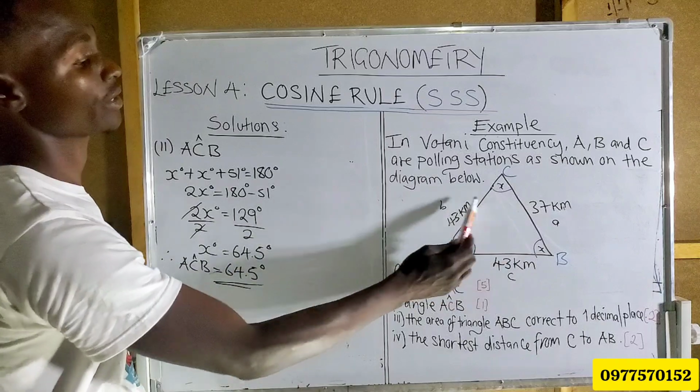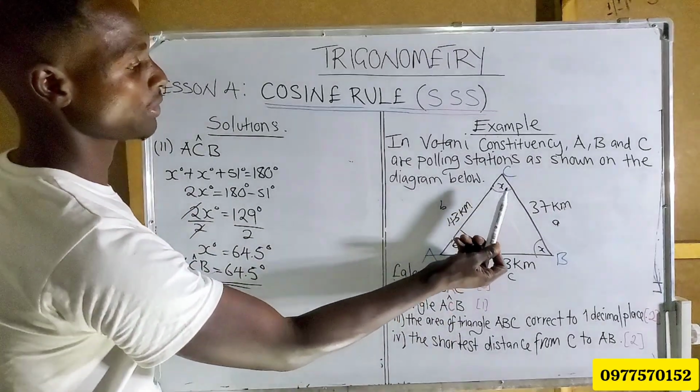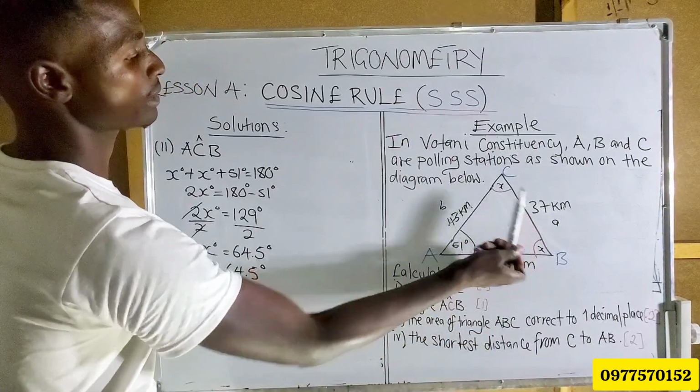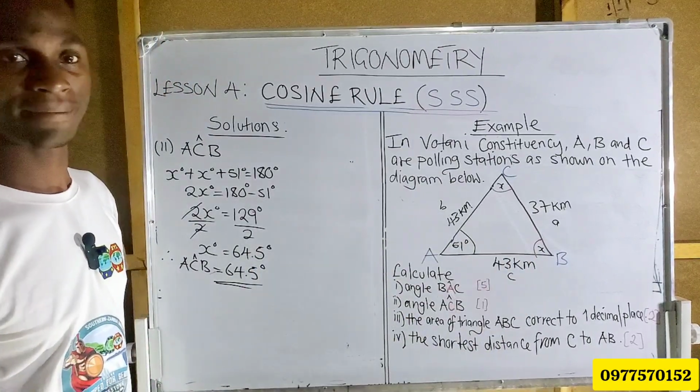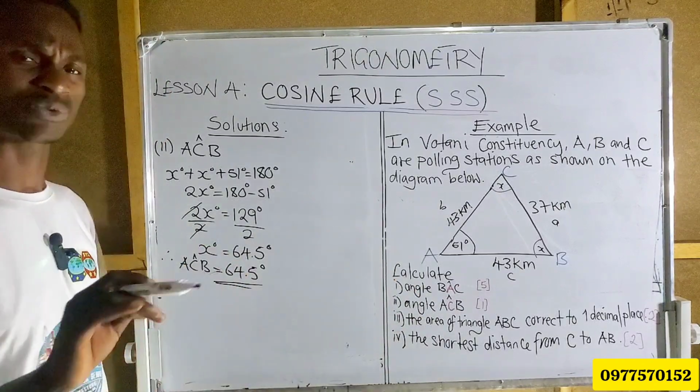Whichever rule you can use here, you're going to find the same answer, which is 64.5. Finding this angle, you can use this, and this. You can also use this. You see? Either the sine or cosine rule, you still find 64.5, but that is wasting time.